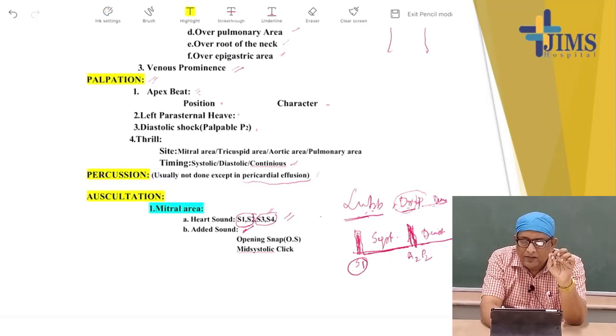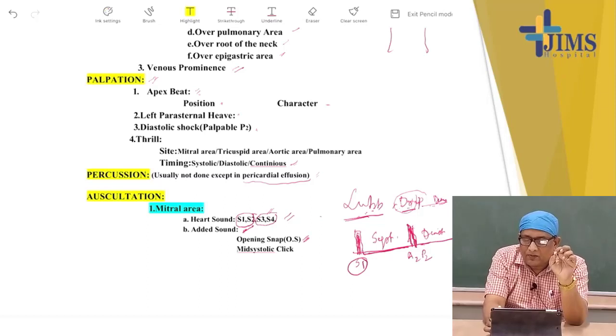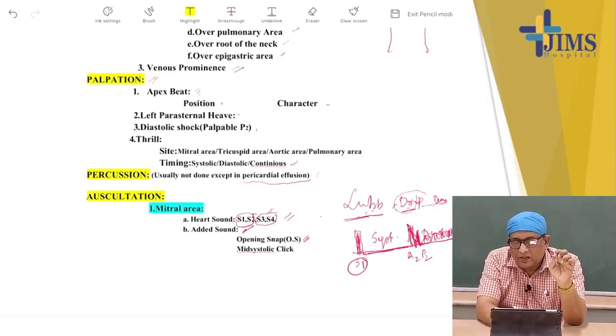What is the added sound? Particularly in mitral stenosis, you may have an added sound. We call it the opening snap. This is the first heart sound, the second heart sound, and there will be another sound after the second heart sound. It is called the opening snap. So, first heart sound, second heart sound, and opening snap. Then there is a murmur, called a mid-diastolic murmur. That is the auscultatory finding of mitral stenosis.